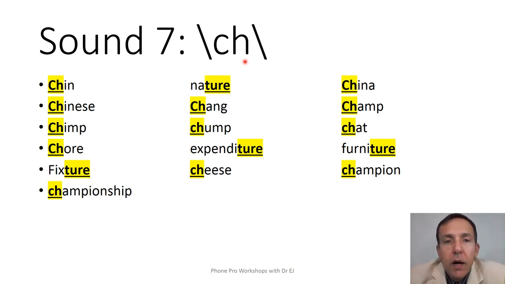Examples include these ones, but I want to make an observation. If you read this phonetic symbol and you say it, that is totally incorrect. This is ch. Examples: chin. This is the chin. Chinese. Chimp. Chore. Fixture. Championship.